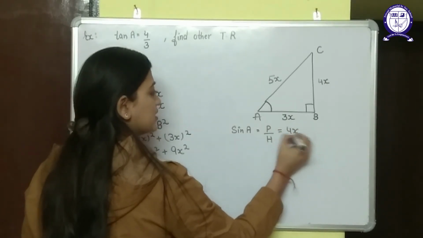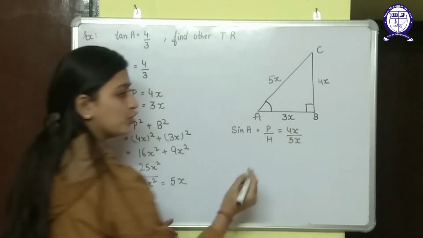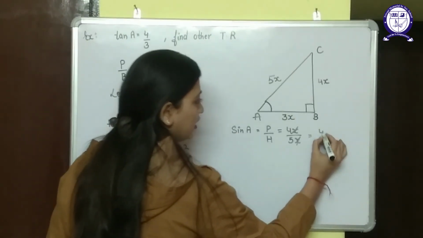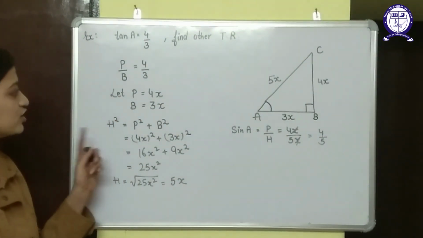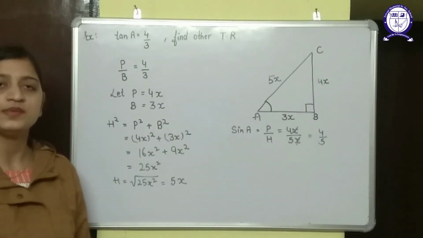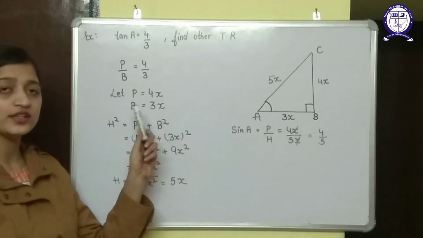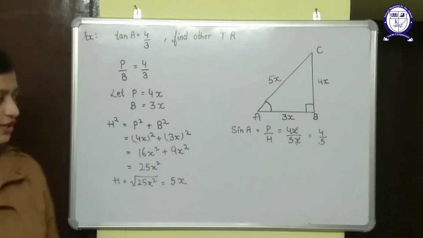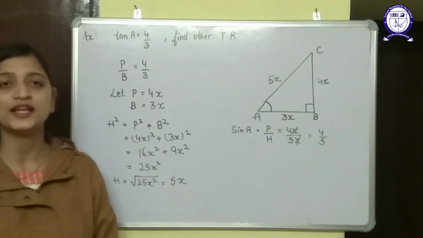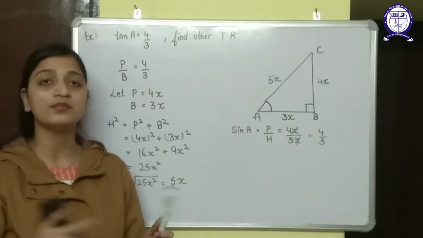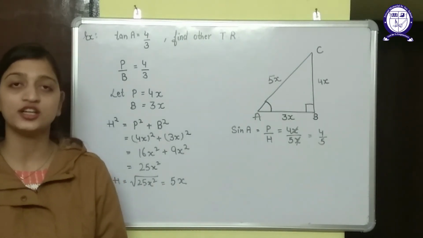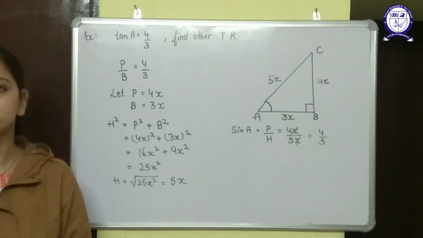Perpendicular is 4x and hypotenuse is 5x. So you can see that I can cancel x and the answer will be 4 upon 5. So it shows that there is no mistake in taking x, because x will be eliminated later on. So it will not create any problem while solving the question. But I have to take the x because it is not specified that the values of P and B are 4 and 3. They are some multiple of x, and 4 by 3 is the answer which we can get after turning the fraction into the simplest form.